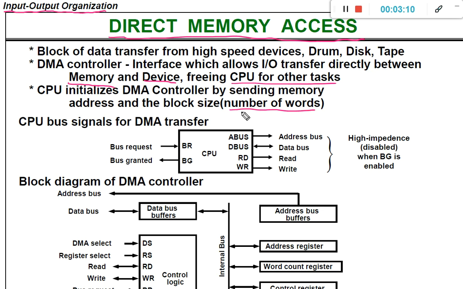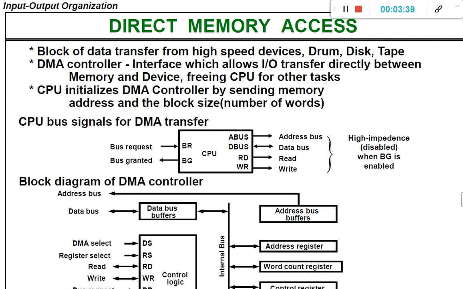That is why the CPU initializes the DMA controller by sending the memory address, that is, from where the data should be transmitted, and the block size, how many words are to be transmitted. Then the control is passed to the DMA controller, and the DMA controller performs the data transmission. That is what happens in the case of direct memory access.